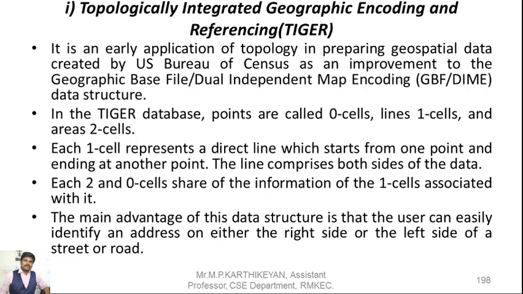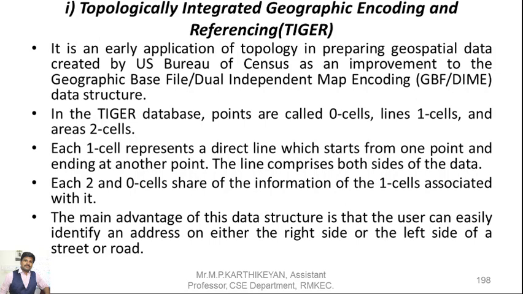Areas are mentioned as 2 cells, so they are marking the values 0, 1 and 2 for points, lines and polygons. Each 1 cell, the line cell, is represented as a direct line which starts from one point and ends at another point. Every line has a starting point and an ending point, so we will be calling this line an arc, and that arc will be represented with the help of the starting point and ending point.